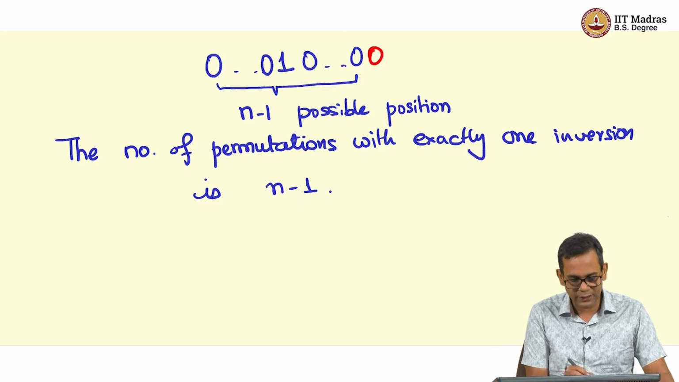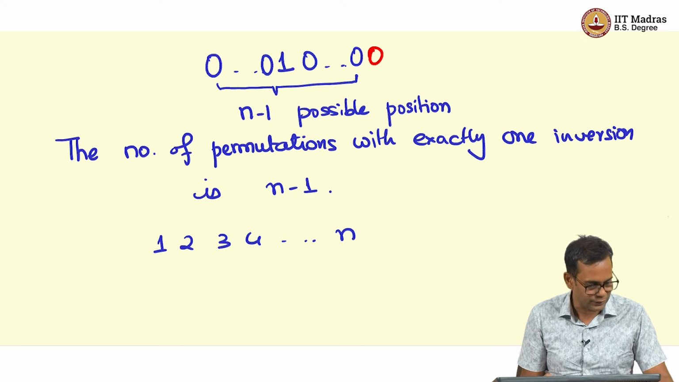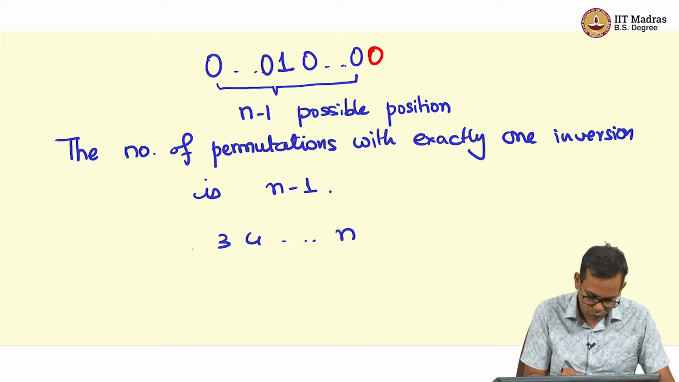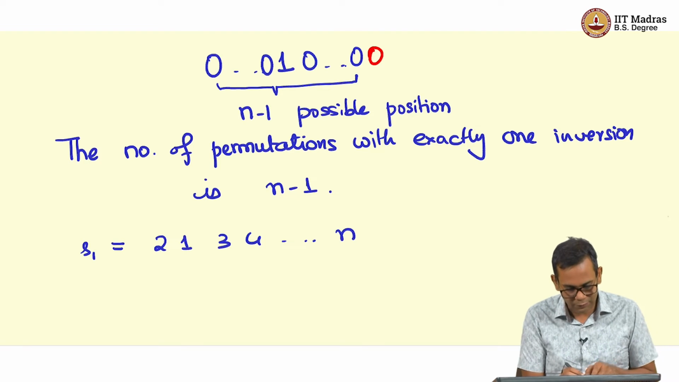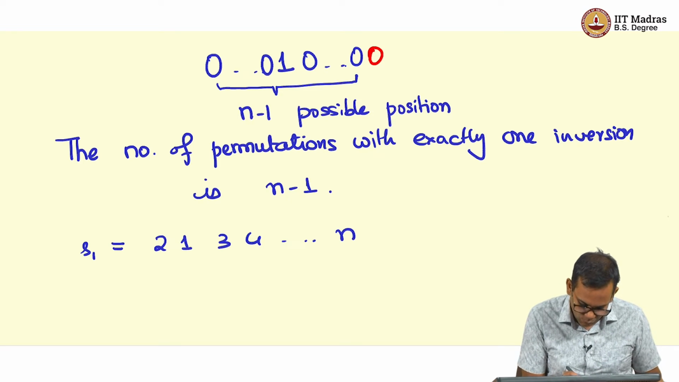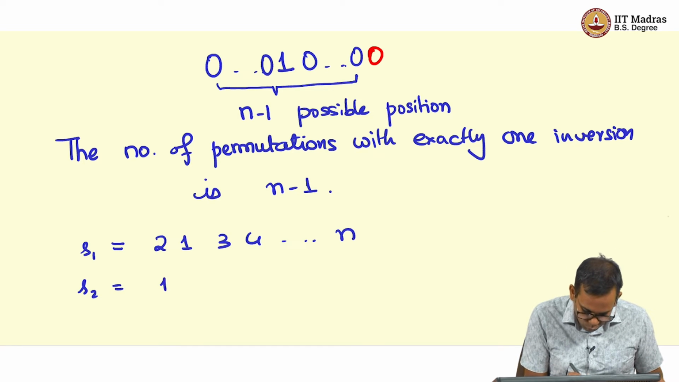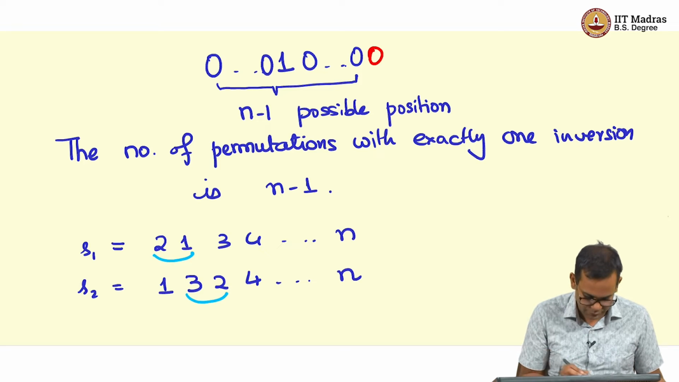So, we have this permutation 1, 2, 3, 4 up to n, this has no inversions. You just take 1 and 2 and switch them around: 2, 1, 3, 4. I will call this S1. So, this is a permutation where I switched 1 and 2. You can see clearly that this has no inversions except 1 comma 2. Similarly, I take 2 and 3 and switch them around. Here I have switched 1 and 2, here I have switched 2 and 3, and I am leaving everything else exactly as it was in the identity permutation.